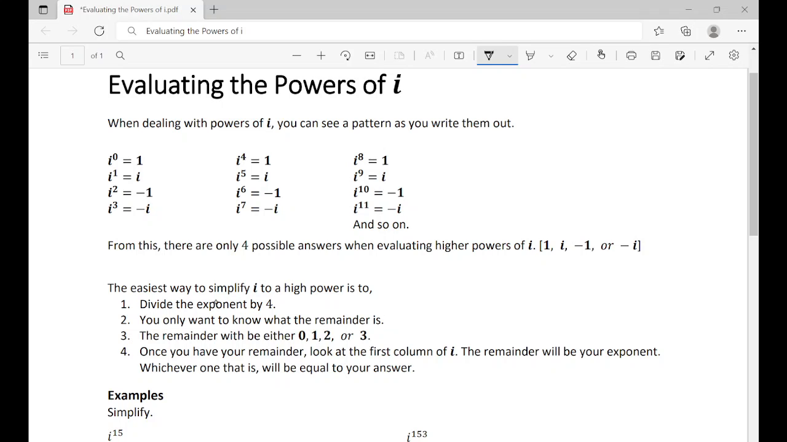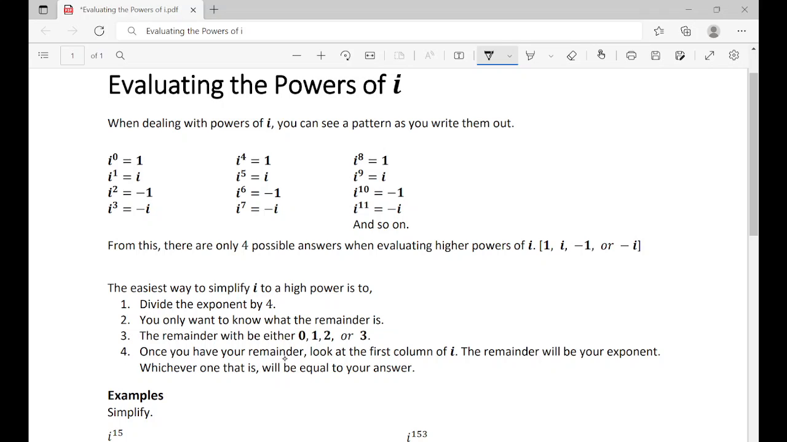Well, I think the easiest way to simplify i to a power is to do these steps. First, just divide the exponent by 4. Whatever it is, divide by 4. Once you do that, you're going to get some number, but you don't care what that number is. You are only concerned with what the remainder is. And your remainder is either going to be 0, 1, 2, or 3.